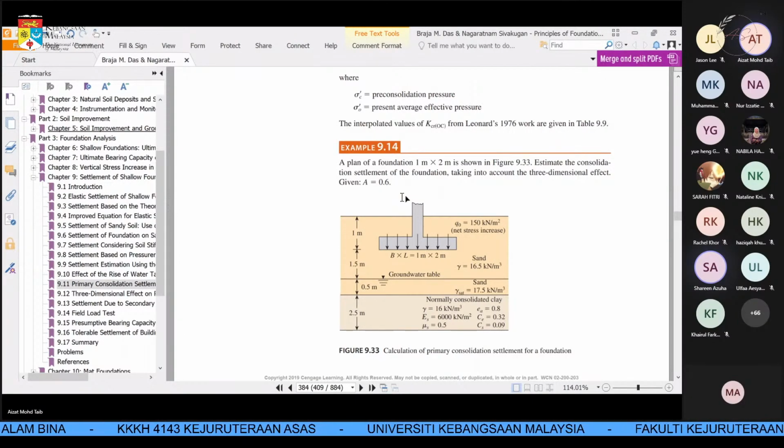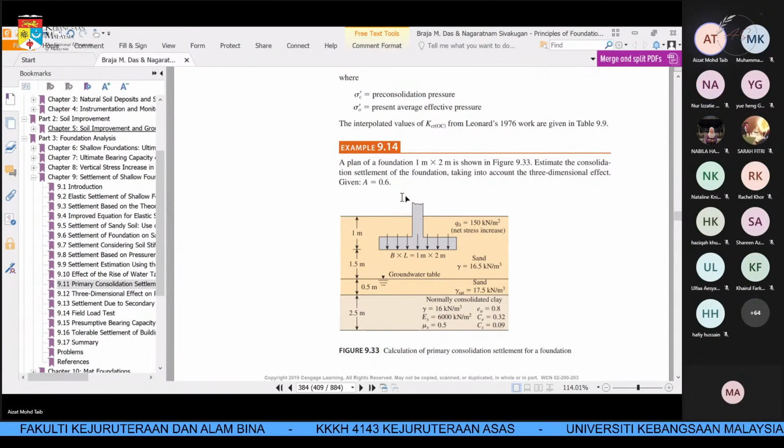Doktor, hari tu doktor kata yang panjang B. Yang before this pun doktor kata yang panjang B. Itulah sebenarnya, by right it is easier to assume that the longest is B. Okay, put that in your head first. Nanti saya akan update in case we change.